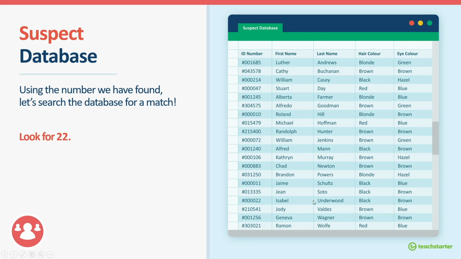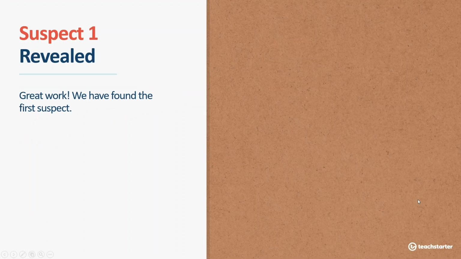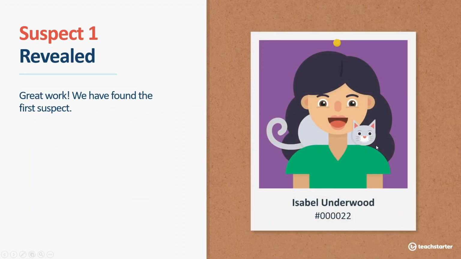that are listed as potential suspects, and we have to look for the number 22. And number 22 gives us Isabel Underwood, who has black hair and brown eyes. And we click and we see Isabel. So this is our first suspect for the investigation.